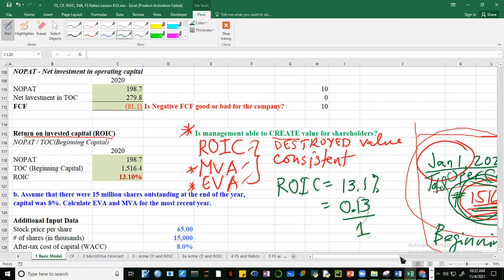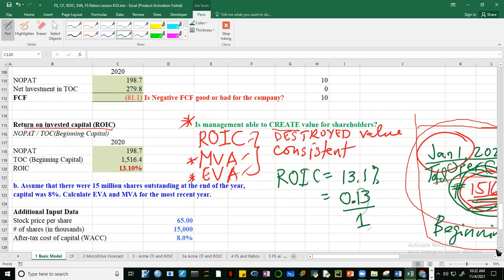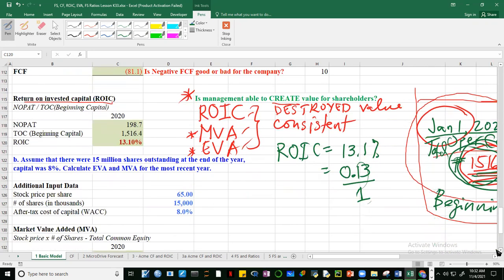Okay, question, is this good or bad? So that's always the case. In order to answer that, guys, we compare that with the WACC. We have to compare ROIC with the weighted average cost of capital. So was management able to create value? Magkano ba yung cost pagkuha ng capital? Given sa atin yan, 8% to. Magkano yung operating profit na na-generate nila per peso of invested capital? 13.1%.